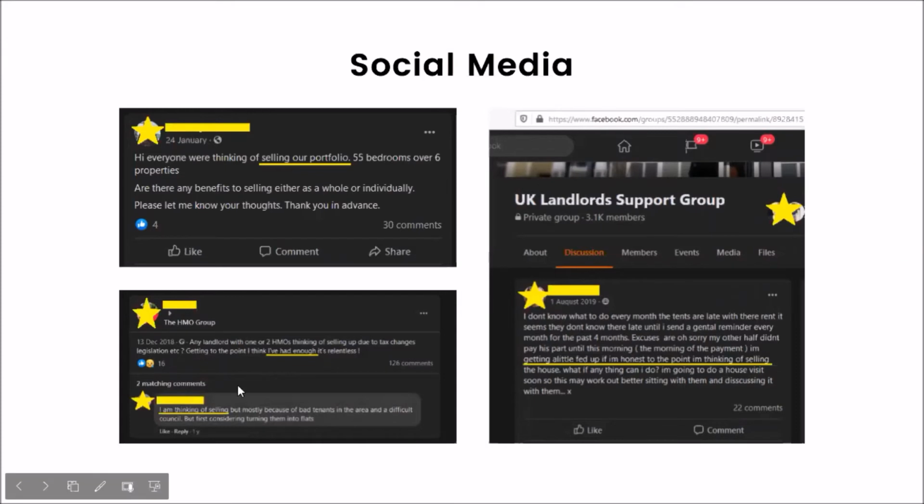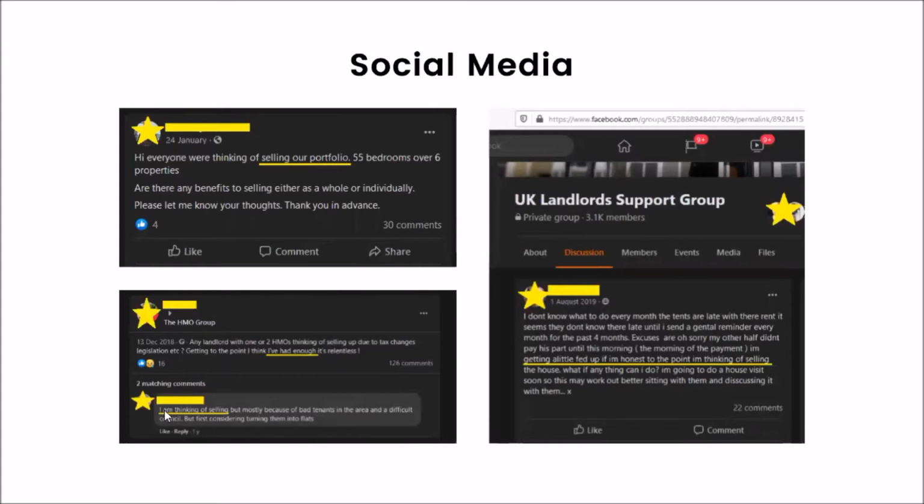Okay. Actually, you've got here 126 comments. Now, some of these comments are actually people who commiserate with this landlord, which is happy days if you want to be looking for more tired landlords. You've got here someone who's commenting, I too am thinking of selling. Okay, but mostly because of bad tenants in the area, difficult council, etc., etc.